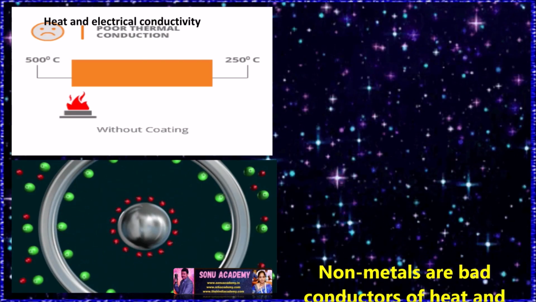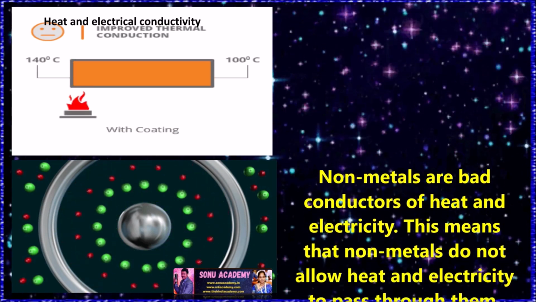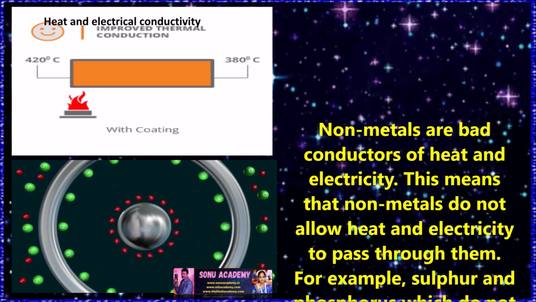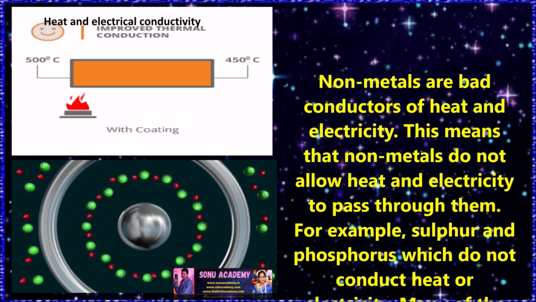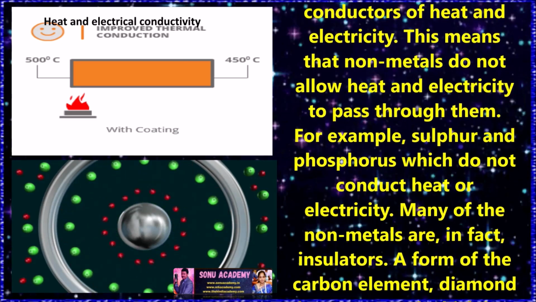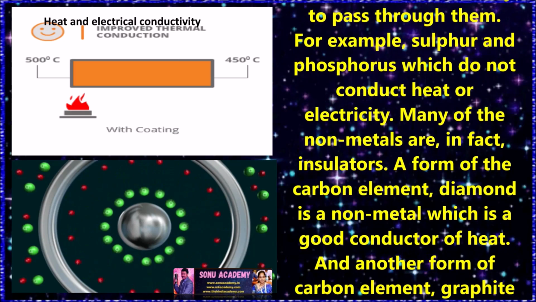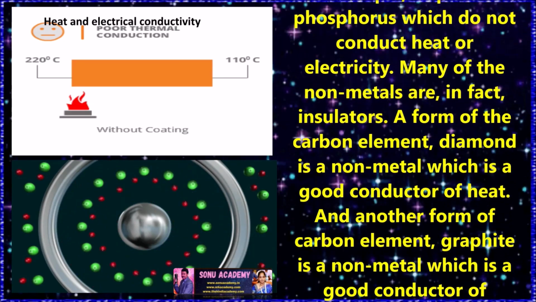Children, let us discuss the heat and electrical conductivity of nonmetals. Nonmetals are bad conductors of heat and electricity. This means that nonmetals do not allow heat and electricity to pass through them. For example, sulfur and phosphorus do not conduct heat or electricity. Many nonmetals are in fact insulators.